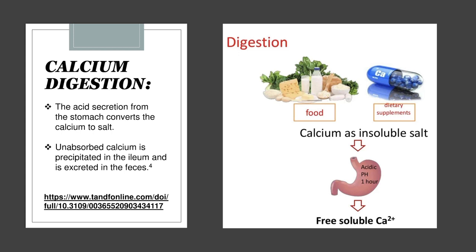Going to calcium digestion. The acid secreted from the stomach converts the calcium to a salt, which is absorbed primarily in the duodenum. Unabsorbed calcium is precipitated in the ileum and is excreted in the feces. Lactose, the sugar of milk, aids calcium absorption, whereas excess fatty acid and high concentrations of magnesium and oxalates interfere with it.